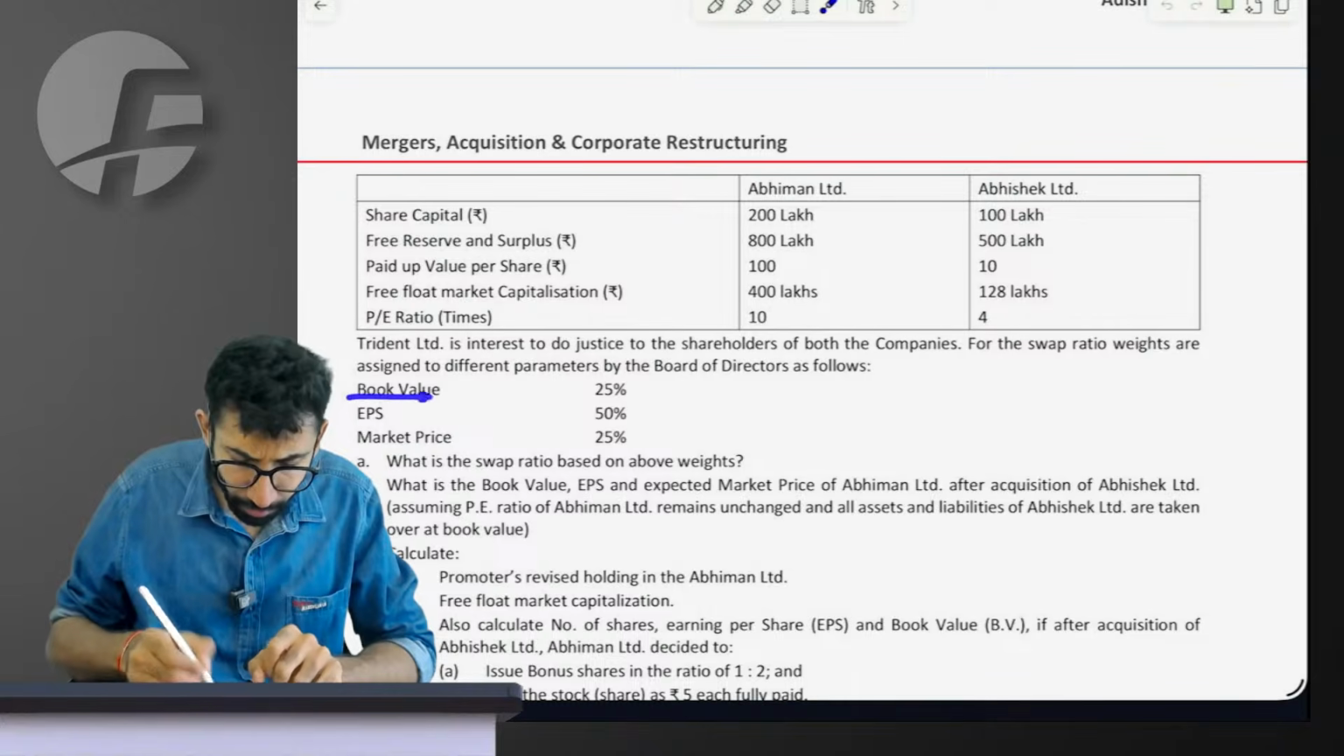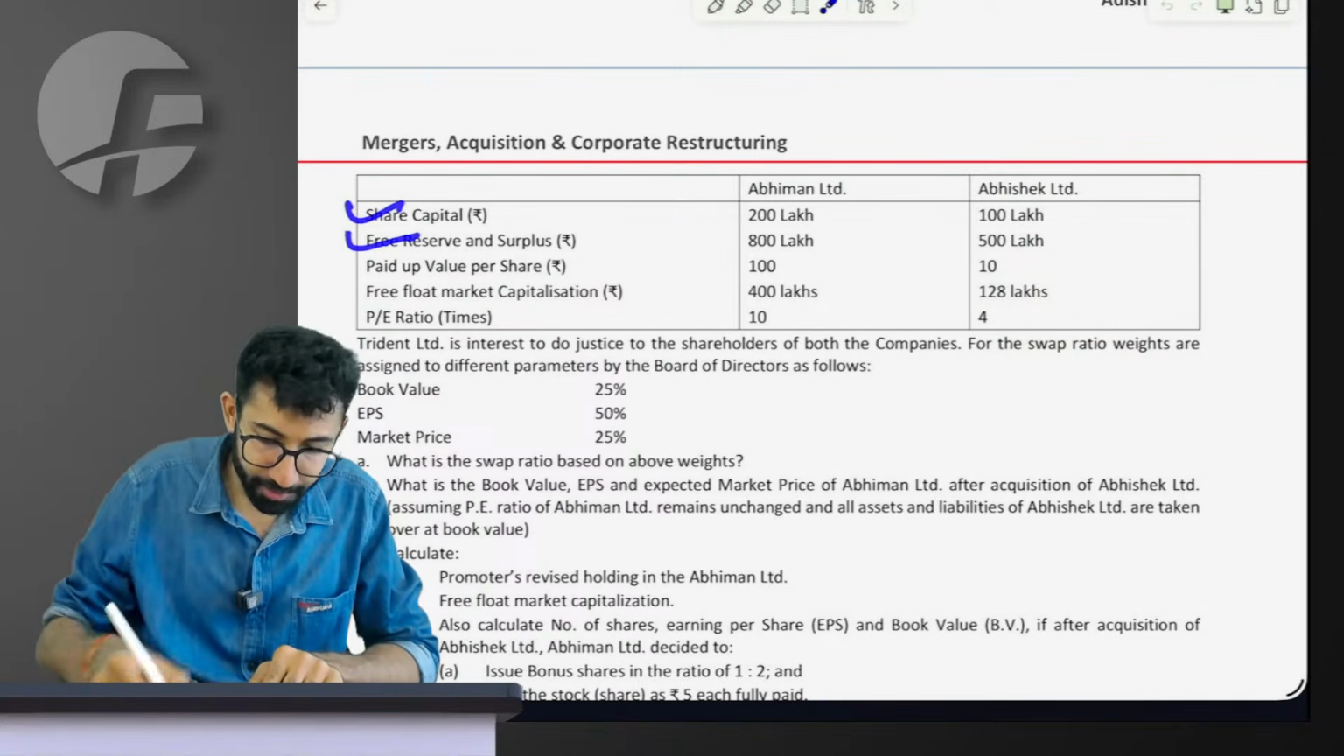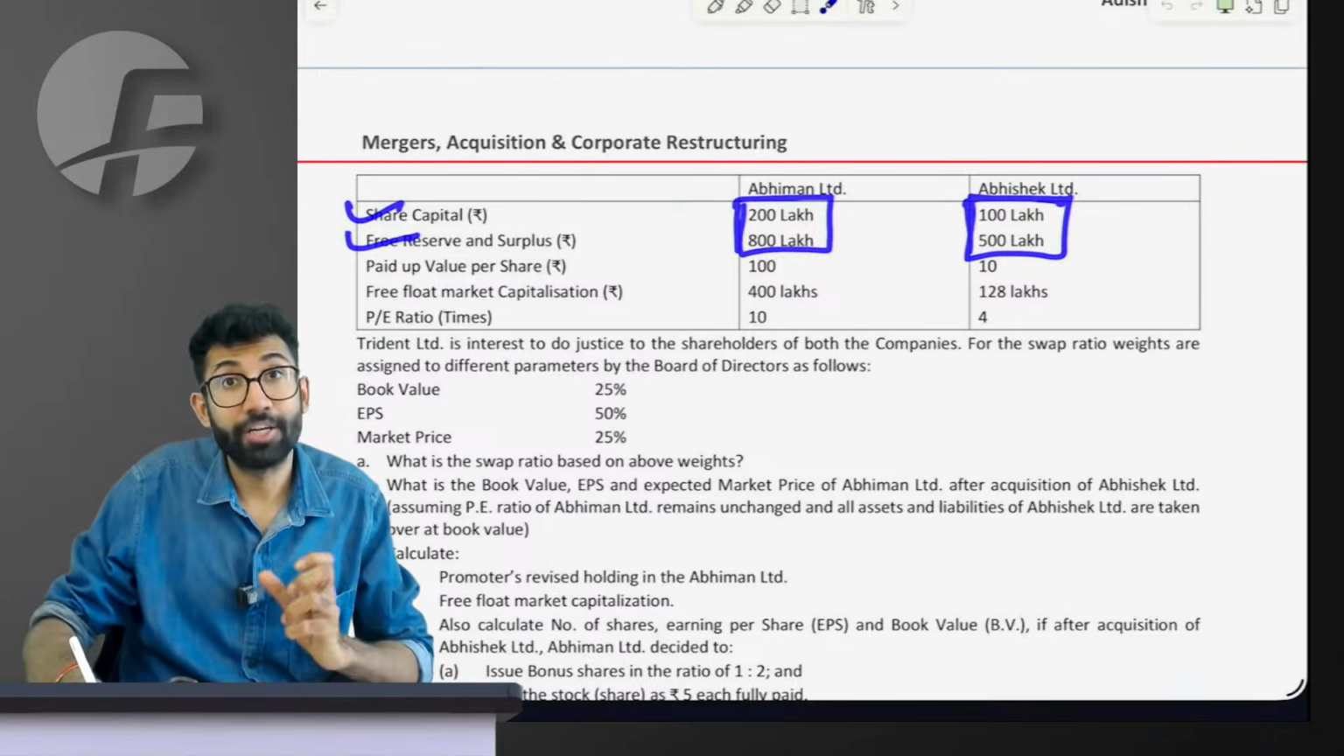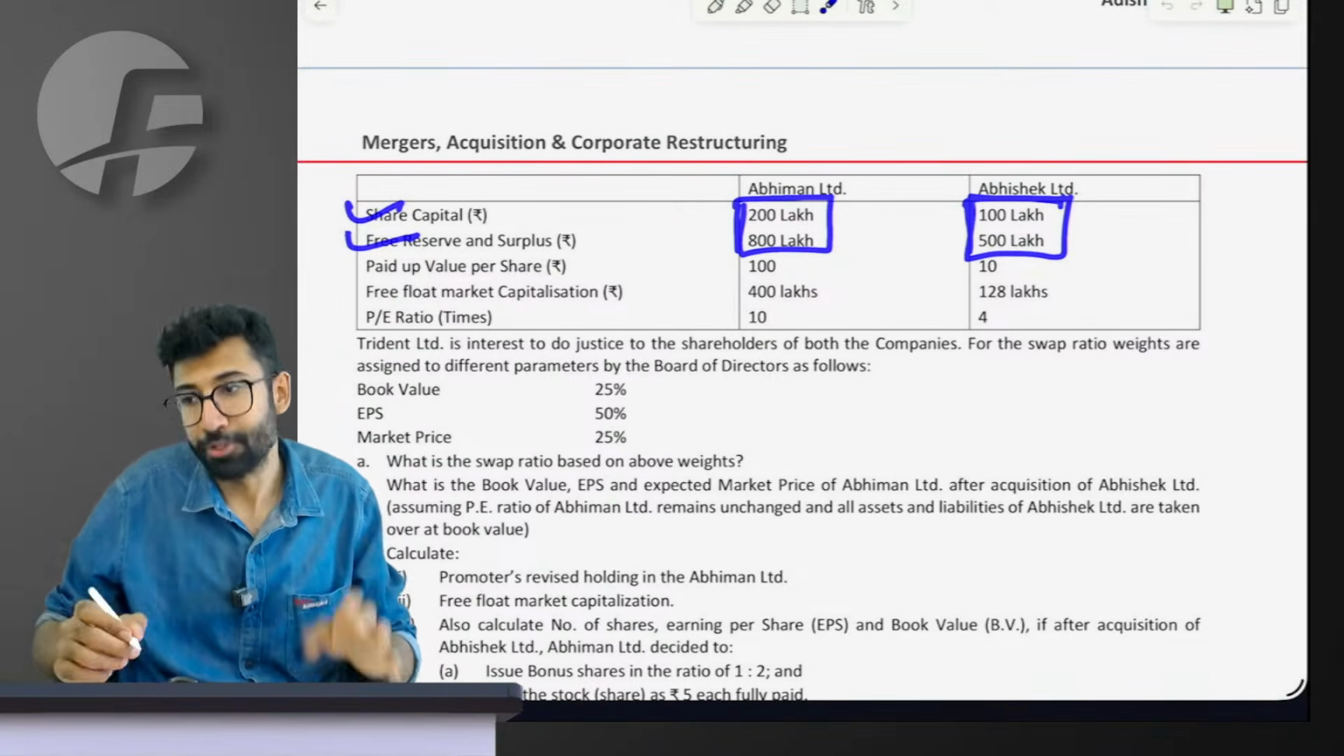Sir, book value. So share capital plus reserves and surplus give me the equity shareholder fund, and equity shareholder fund divided by the number of shares gives me book value per share.